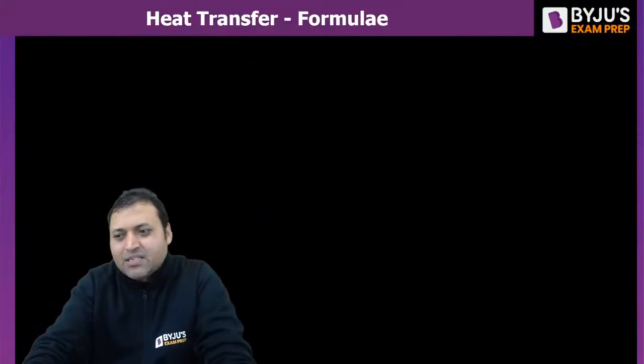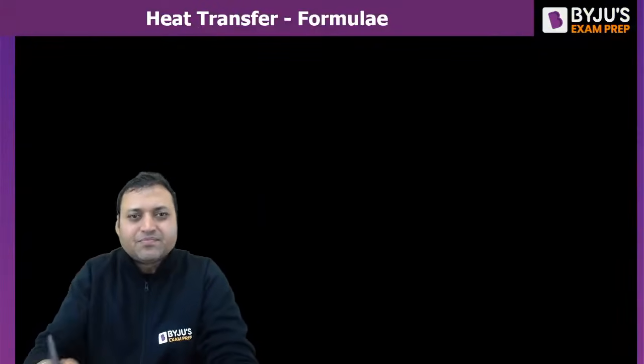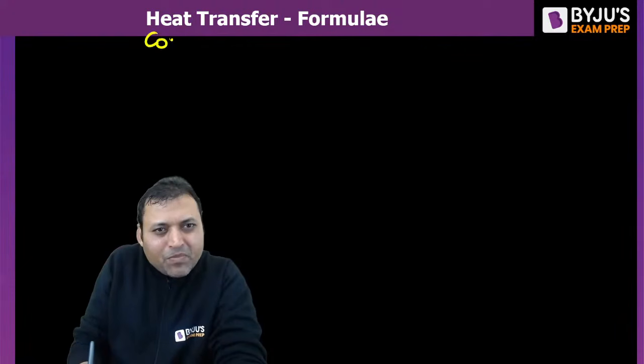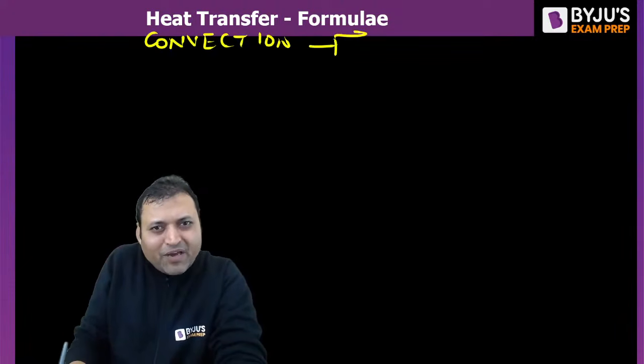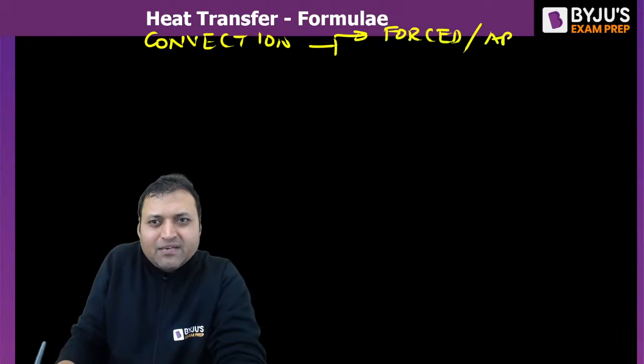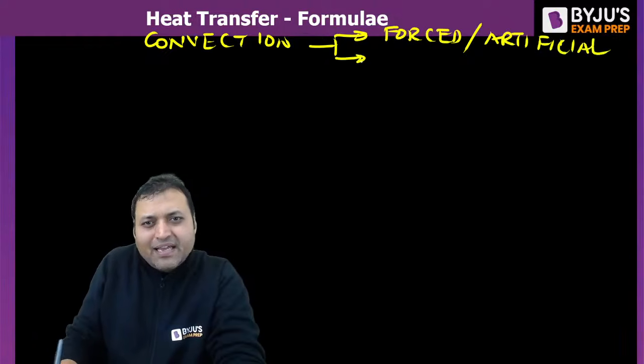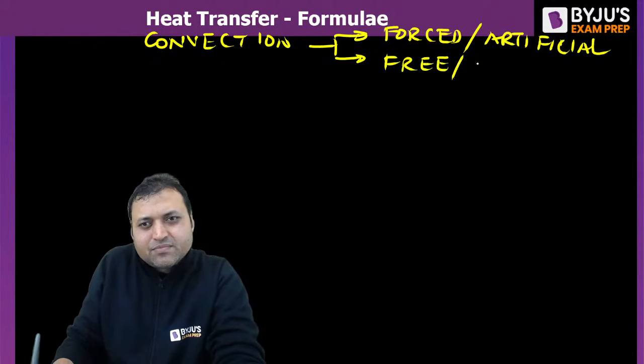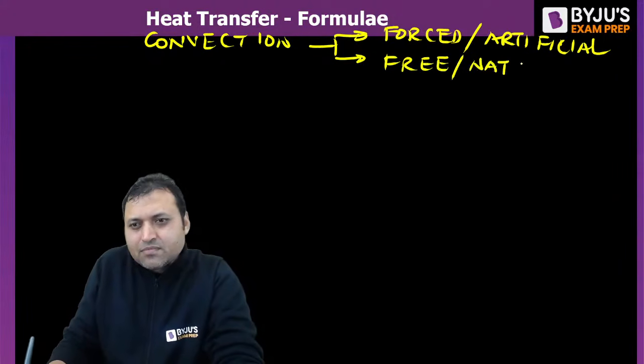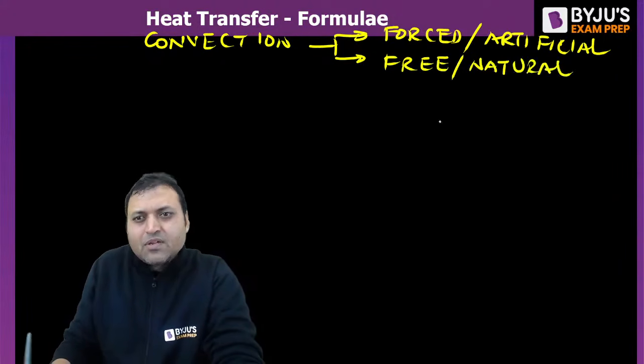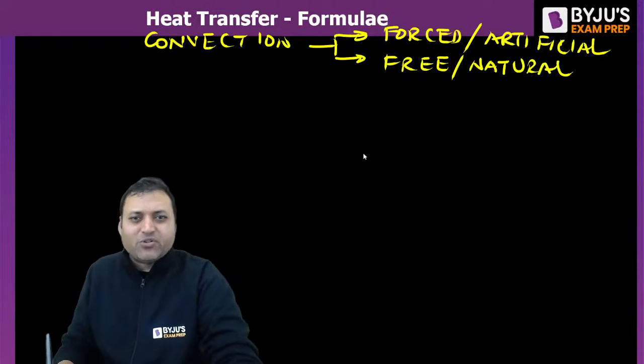All right. Now let us talk about convection. There are two types of convection. One is forced, also called artificial. Another is free or natural convection.